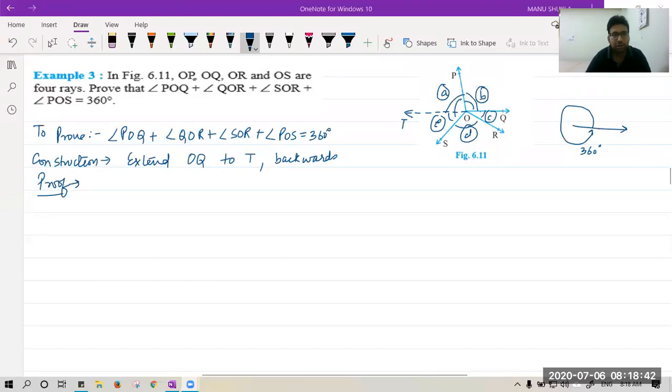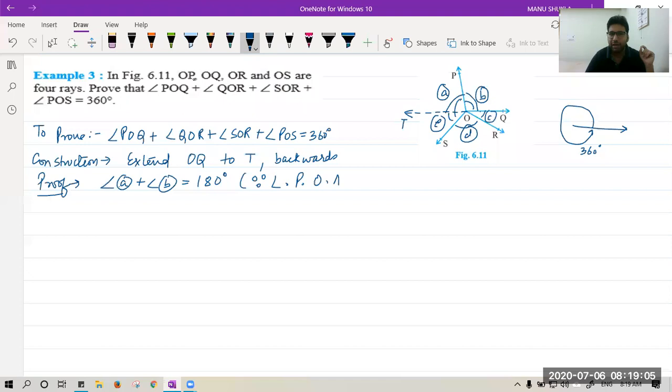Lock meeting. Now see. The first thing that we can say, seeing the figure that we have made, is we can use the linear pair of angles, and I can say angle A plus angle B is equal to how much? Angle A plus angle B is equal to 180 degrees. The reason is very simple. They are a linear pair of angles.